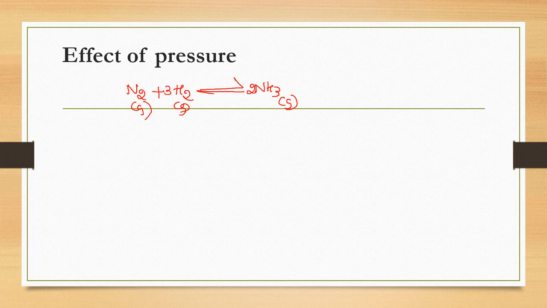Now, before explaining this concept, remember one thing: what is pressure actually? It is force per area. That means the gaseous particles exert force on the walls of the container. So pressure is directly proportional to the number of moles. If the number of moles is more, then the pressure is also more. More gaseous particles collide on the walls of the container, and they exert more force, that is, more pressure. So pressure is always directly proportional to the number of moles.